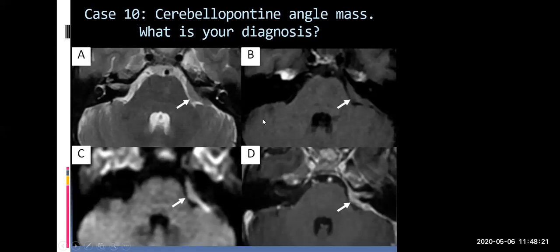Let's go to a companion case. This is a patient presenting with left-sided sensorineural hearing loss and vertigo attacks. These are the images. I'll let you go through them for a minute, and then I'll go over them with you.